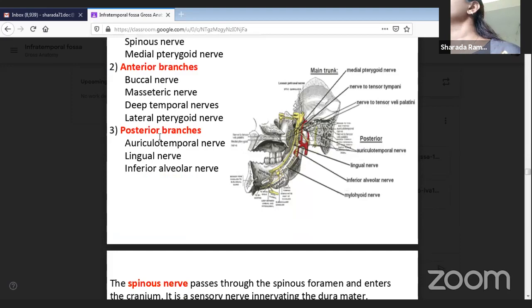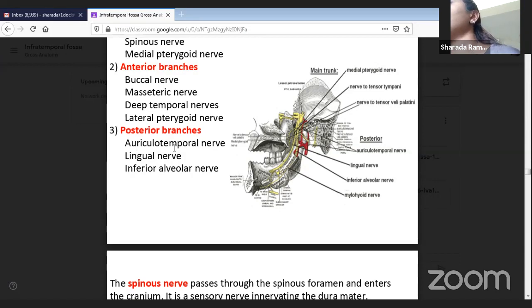And then you're going to go to the posterior branches. Now the posterior branches, if you see, you're going to have the auriculotemporal nerve, the lingual nerve, and the inferior alveolar nerve. So these are the posterior branches. If you see all these branches, they are very important. Actually, it's the posterior branches in which we clinically see more of the problems.